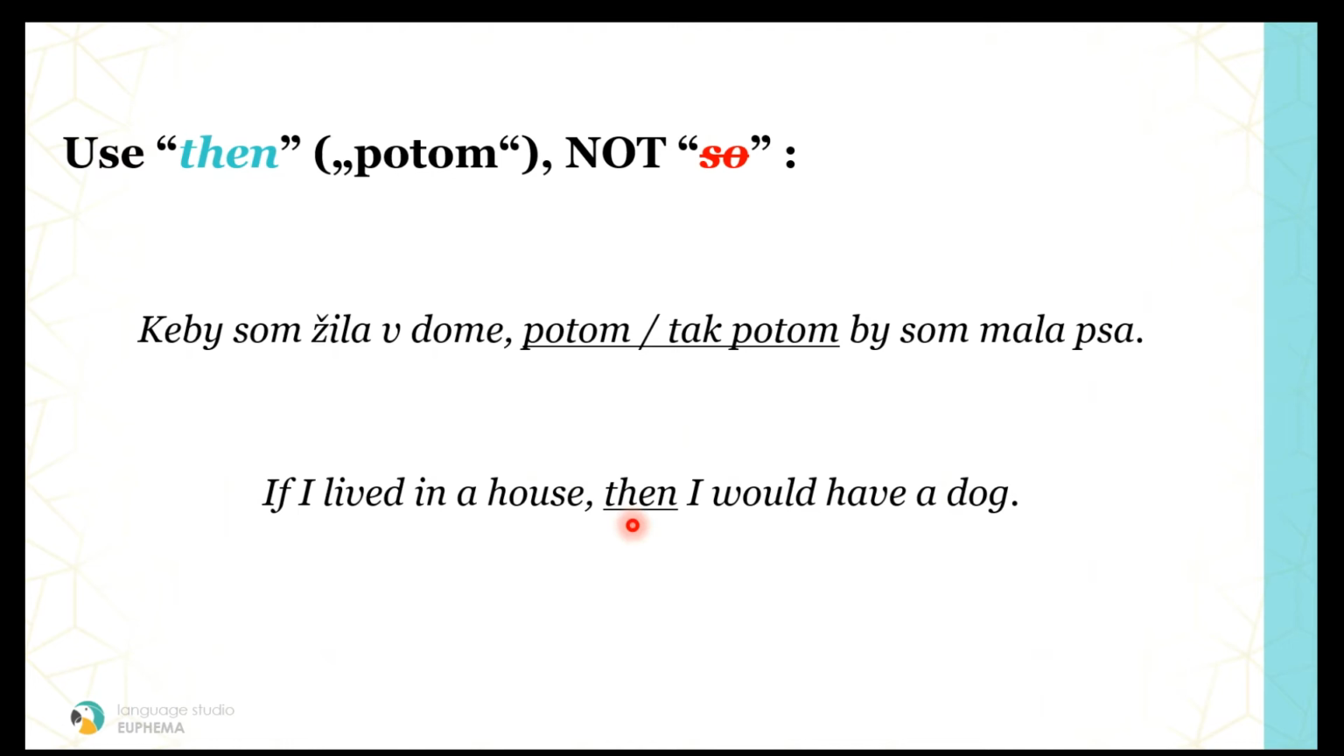But, if I should give you a little tip, don't use anything there, okay? You just translate it simply. If I lived in a house, I would have a dog. That's it. No then, no so. Just make it as simple as possible and as short as possible.